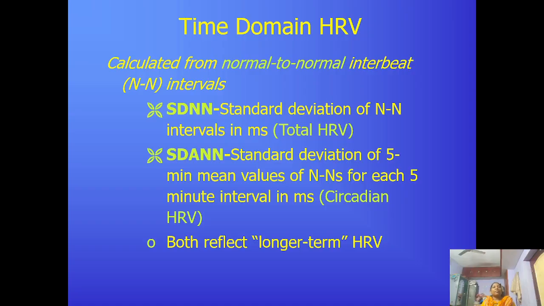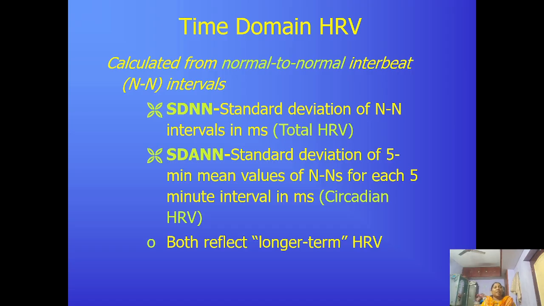The first one is SDNN, which is the standard deviation of N to N intervals in milliseconds. That is called total HRV. Within the heart rate variability signal, there are many cycles. For each cycle, we calculate the standard deviation, that means how much deviation there is from the mean value.